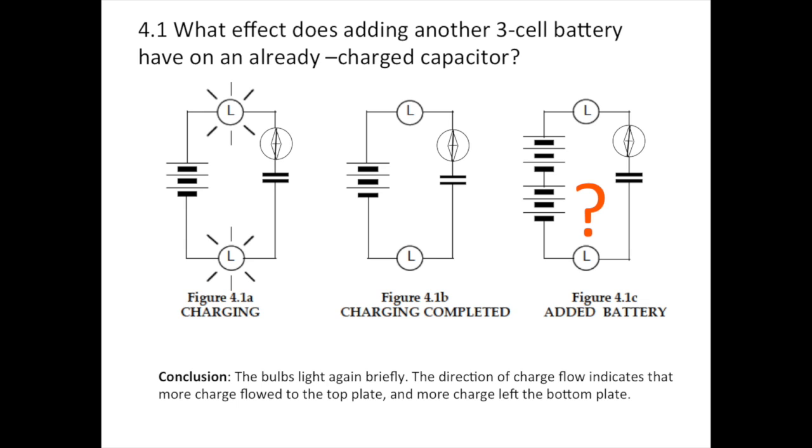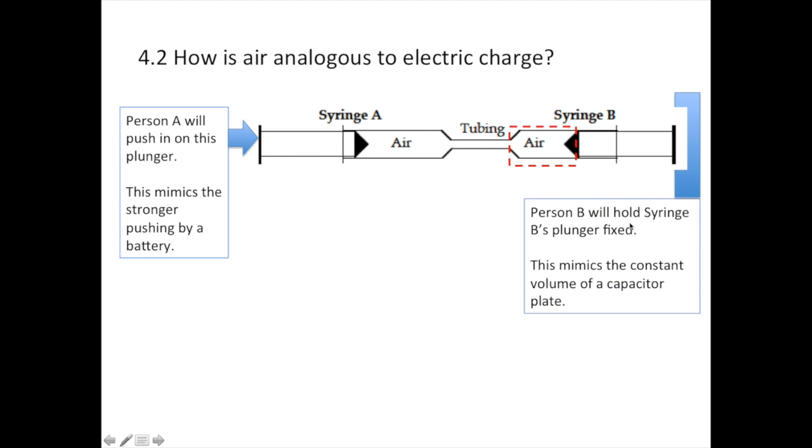a second battery pack to an already charged capacitor. So here's the charging circuit, and then here now we're going to add a second battery pack. And what we noticed was that the bulbs lit again, and using the compass we could tell that more charge was moving to the top plate of the capacitor and more charge was leaving the bottom plate of the capacitor.